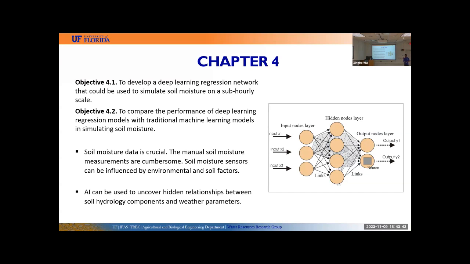So why we are interested in these objectives, as I was mentioning before, soil moisture data are very important for efficient water management, but there are different ways to monitor soil moisture content. One of them is the traditional method, which we call the manual method. This method involves various steps, and these steps are very cumbersome and time and human labor consuming. But AI models can easily simulate soil moisture content using different weather parameters without involving all those steps that are involved in manual methods.